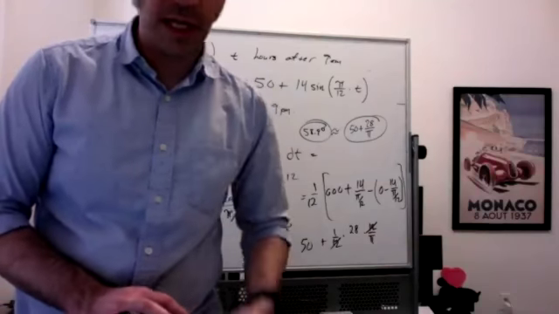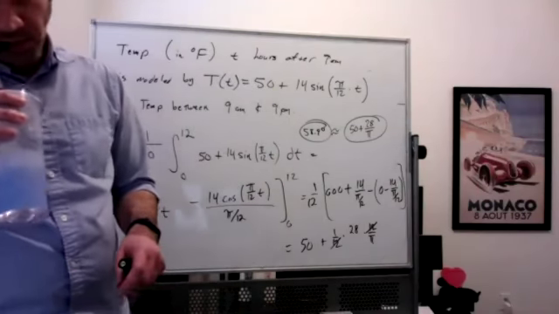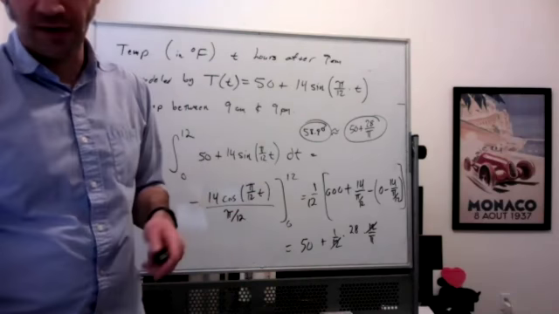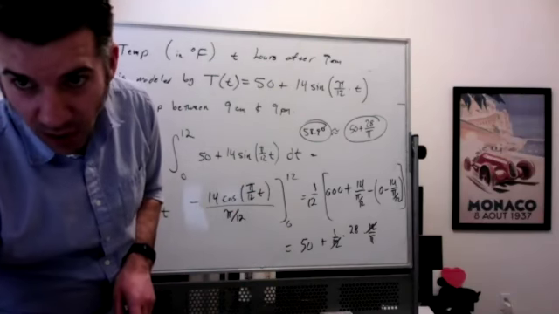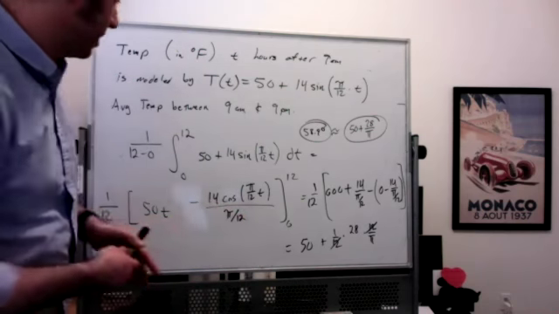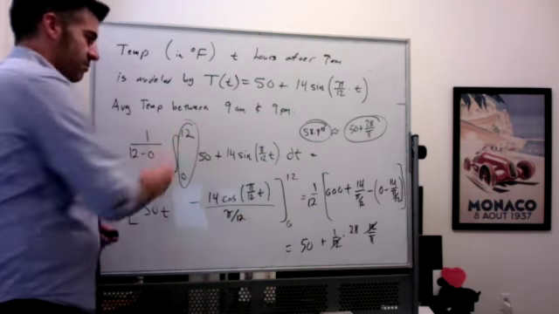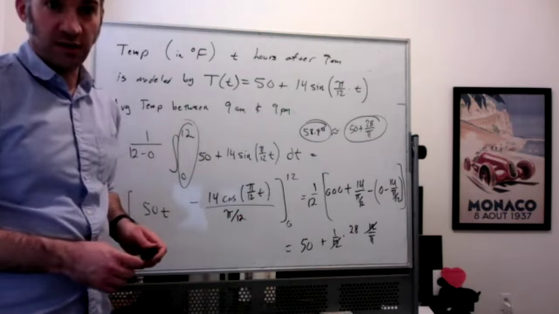Not a very warm city, or not a very warm time of year. Okay. Enough. So again, average value, right? You're just taking the integral and dividing by the difference between the limits of integration.